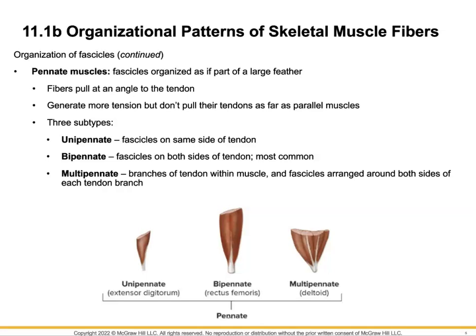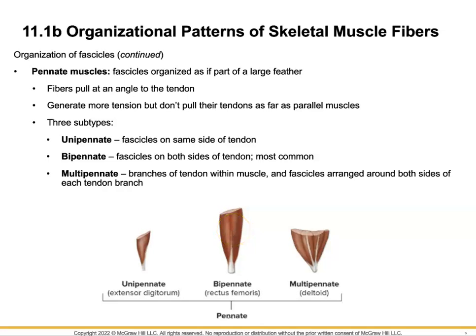So we have three subtypes of the pinnates. That is unipinnate. What does uni mean? One, absolutely. So the fascicles are on one side of the tendon. Bipinnate, you know what bi means. Bi is two. So that is what we have with the rectus femoris. Rectus femoris is one of our thigh muscles, remember? You have fascicles on both sides. Now, if you look at this, you can see they're running obliquely to that tendon. This is the most common form of pinnate muscle.